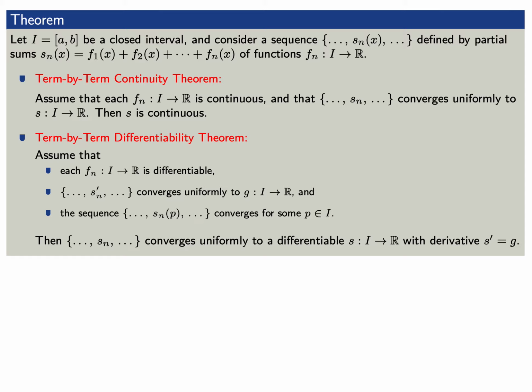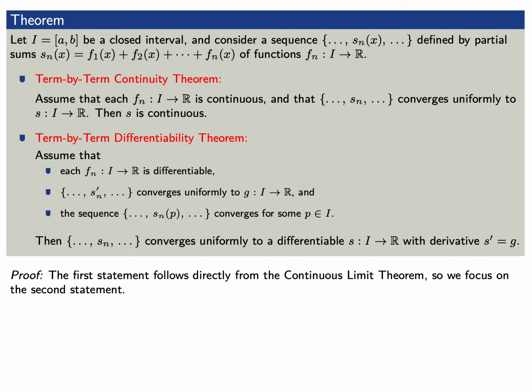Next, let's focus on the term-by-term differentiability theorem. Let's assume three things. First, that each function f_n is a differentiable function on our closed interval I. Second, that the derivatives S_n' converge uniformly to some function g. And third, that the sequence S_n(p) is a sequence of real numbers that converges for some point p in our closed interval. Then, the sequence S_n of functions converges uniformly to a differentiable function s, whose derivative s' is equal to g.